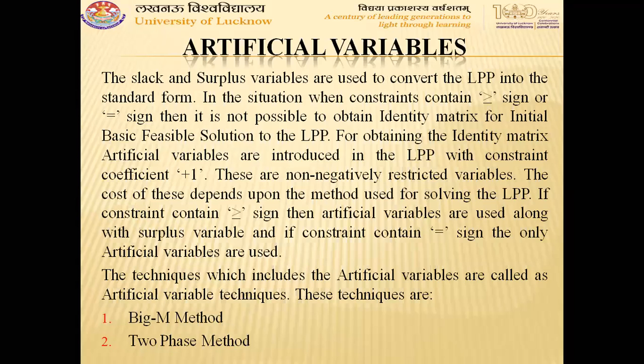So for obtaining the identity matrix, artificial variables are introduced into the linear programming problem with constraint coefficient +1. The cost coefficient of these variables depends upon the method used. And these variables are also non-negatively restricted variables. These are used when the constraint contains either greater than or equal to sign or equal to sign. The techniques which deal with artificial variables are called artificial variable techniques.